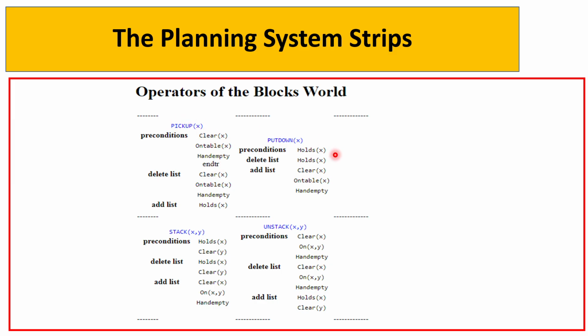For put down, the arm should be holding the block X. For stack of X comma Y, the preconditions are holding X, and you have to place this X on top of Y, and Y should be a clear block. For unstack of X comma Y, the block which you are going to pick is a clear block, and it should be on top of Y. So if you perform pickup, you have to delete these two and add these two statements. Like that we have for put down, stack and unstack.